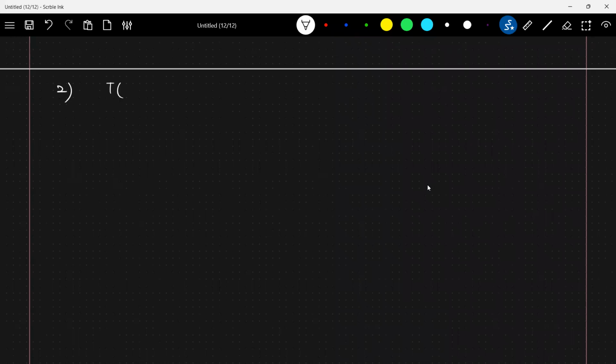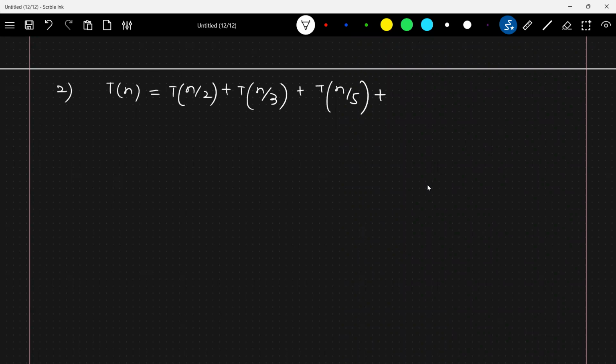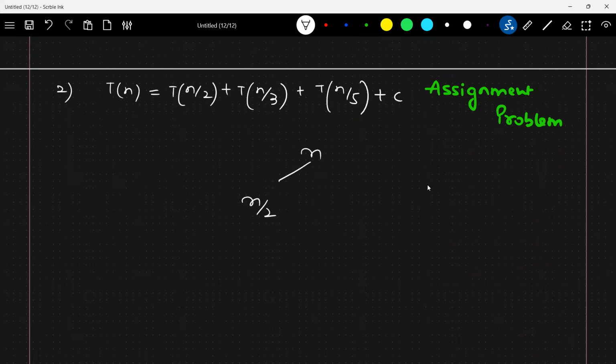It will be T of n equals T of n by 2 plus T of n by 3 plus T of n by 5. Now here you will have 3 terms. So far, in the examples we have discussed, we have talked about only 2 terms, right? So this is the assignment problem. Try at home. Here the split will happen into 3 terms: n will split into 3 parts, n by 2, n by 3, n by 5.